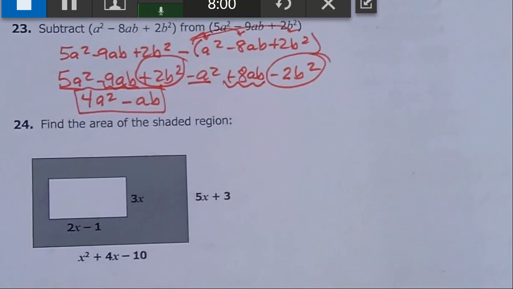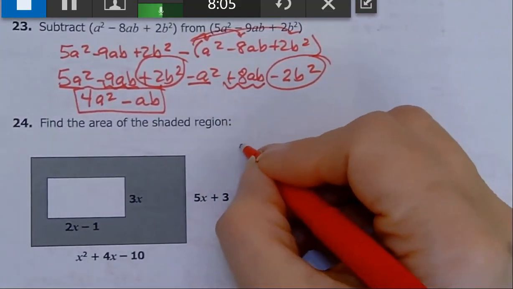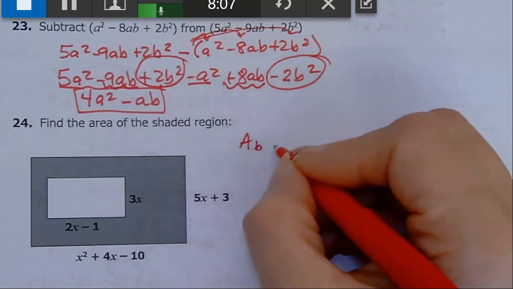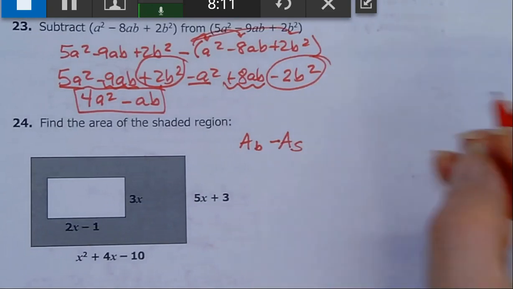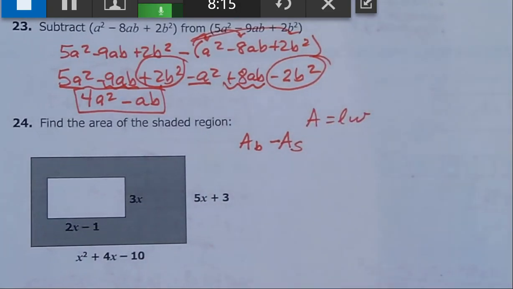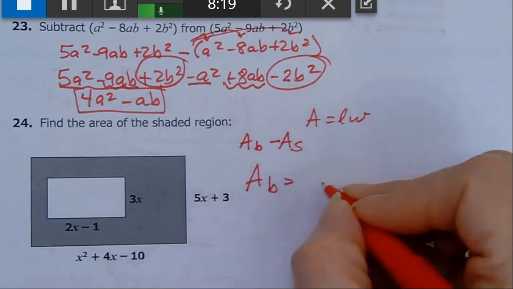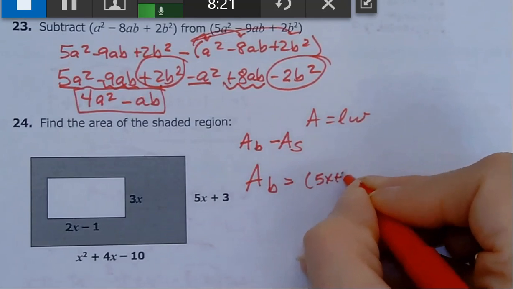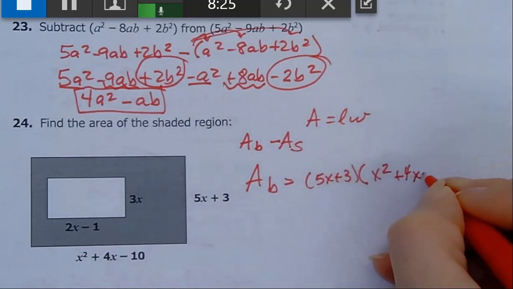We have find the area of the shaded region. So I'm going to have to find the area of my big shaded rectangle and subtract the area of my small white rectangle. And I know area of any rectangle equals length times width. So I'm going to start with my big guy. The big area is going to be 5x plus 3 times x squared plus 4x minus 10.